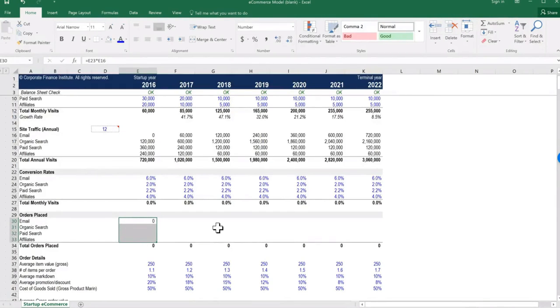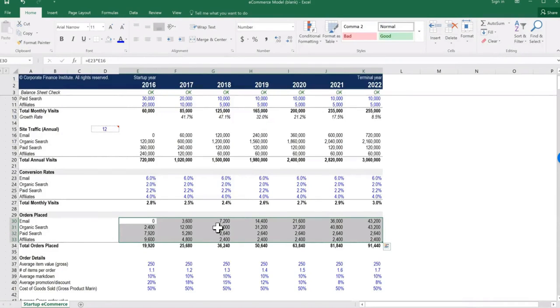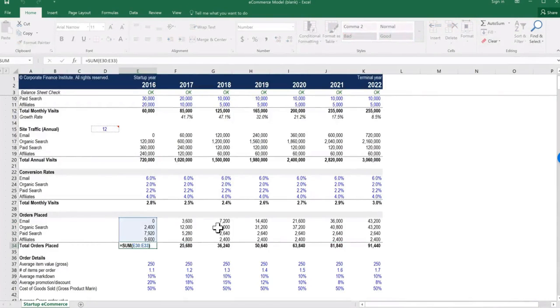Again, select below holding Shift and the down arrow, and then press Control D to fill down. Holding Shift and the right arrow, then press Control R to fill right. We've now filled in all of the annual orders that will be placed by channel, and below that we have the total orders that we expect to be placed each year.